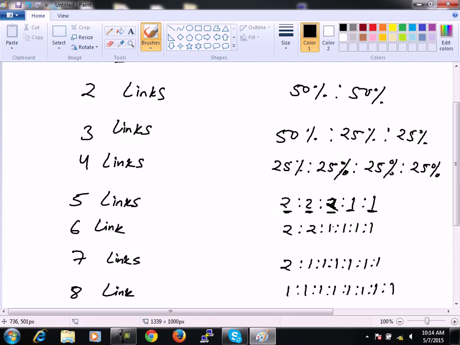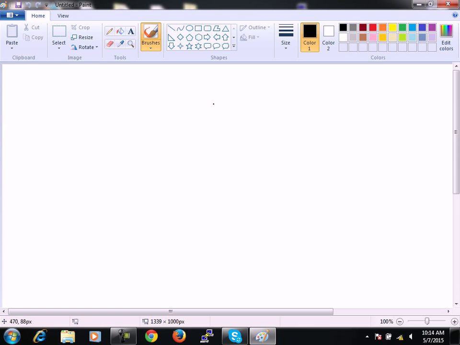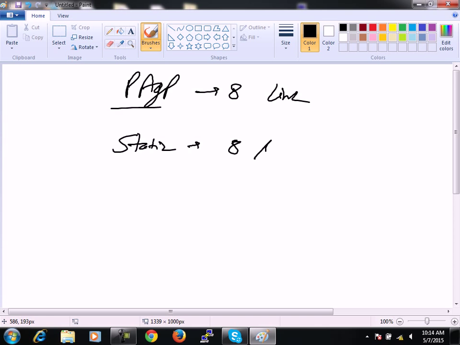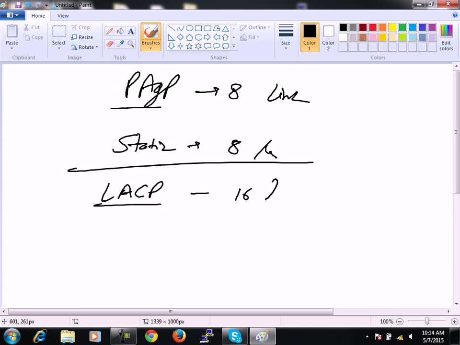PAgP is a Cisco proprietary port aggregation protocol, right? Second thing you must remember: in PAgP you can aggregate a maximum of 8 links, and statically also you can aggregate a maximum of 8 links, with mode on. But LACP, which is an open standard protocol, lets you aggregate up to 16 links. Again, a maximum of 8 links can participate actively in your EtherChannel and all other links will remain in a standby state. I hope you understand all these differences between PAgP and LACP.